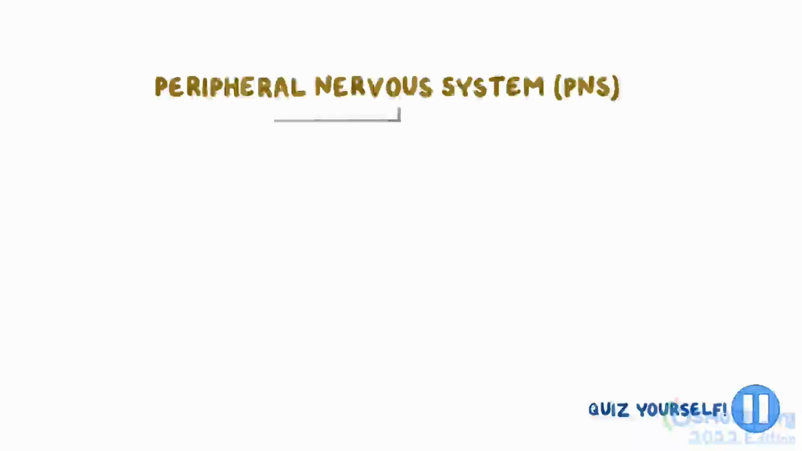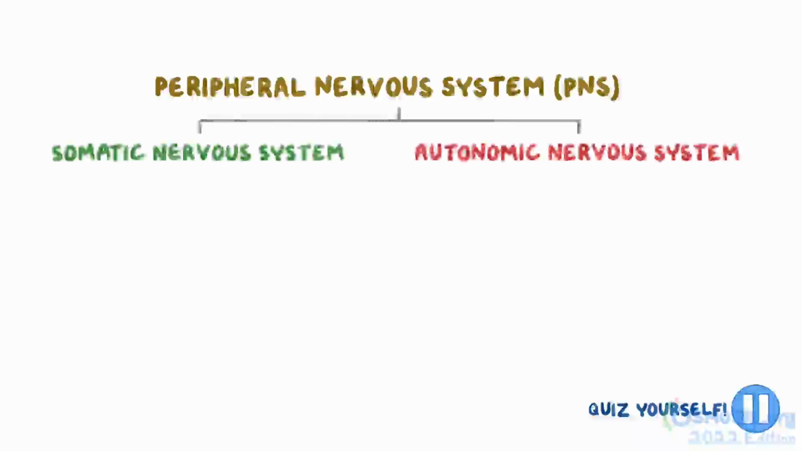Alright, as a quick break, let's see if you can answer the following questions. What are the main divisions of the peripheral nervous system? How about the different components of the autonomic nervous system?